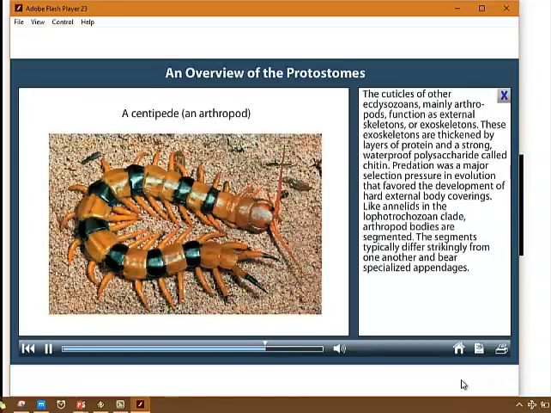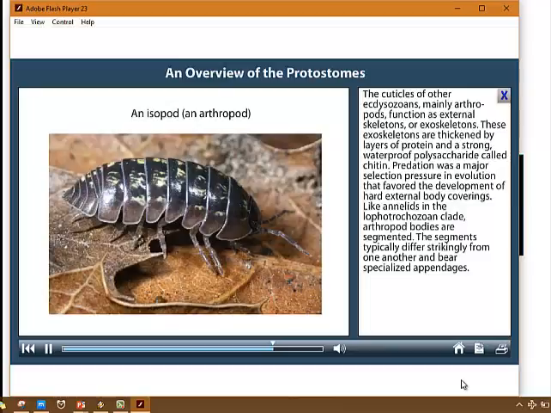The cuticles of other ecdysozoans, mainly arthropods, function as external skeletons, or exoskeletons. These exoskeletons are thickened by layers of protein and a strong, waterproof polysaccharide called chitin. Predation was a major selection pressure in evolution that favored the development of hard external body coverings.